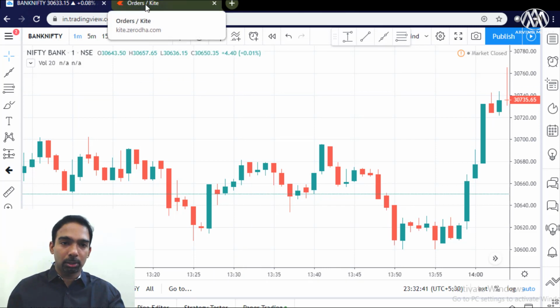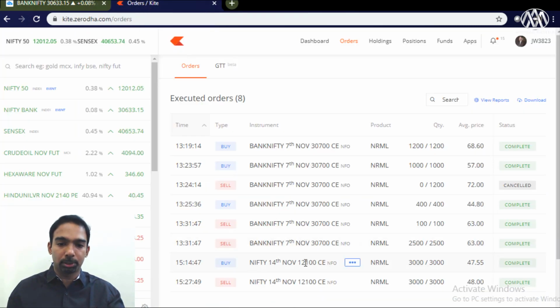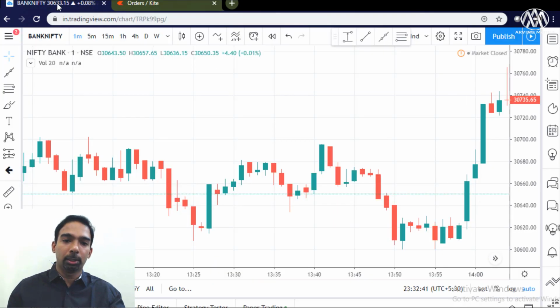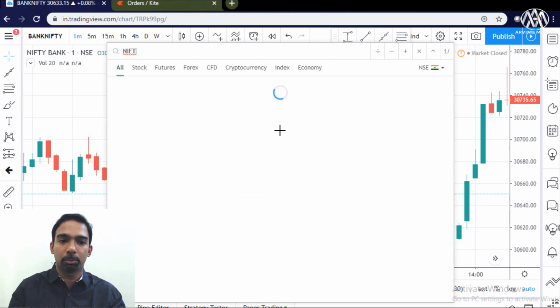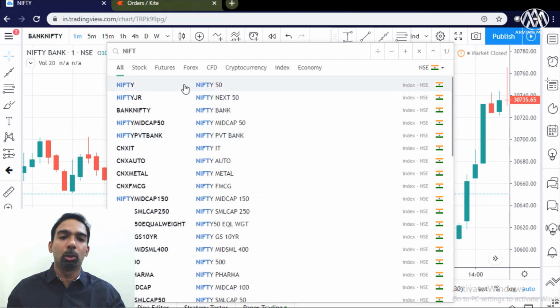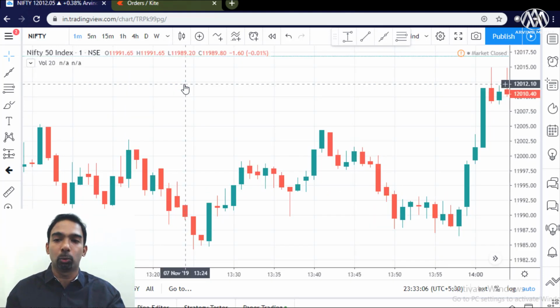I'll show you one more trade which I took. This was a Nifty call option again. I took it for the 14th November, the following week expiry. So here I'm taking lot size 3000. I'm very confident of Nifty going up. You have to take scalping only after performing the proper analysis on technical aspects, right? You cannot just jump into a trade without knowing which way the market is expected to move.